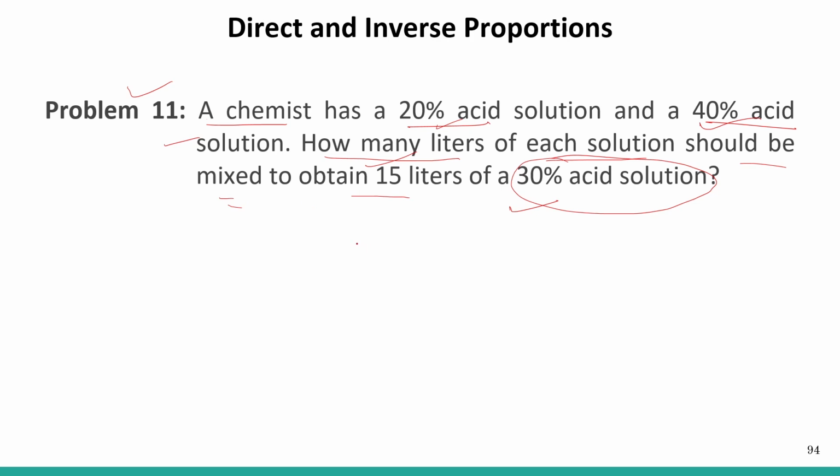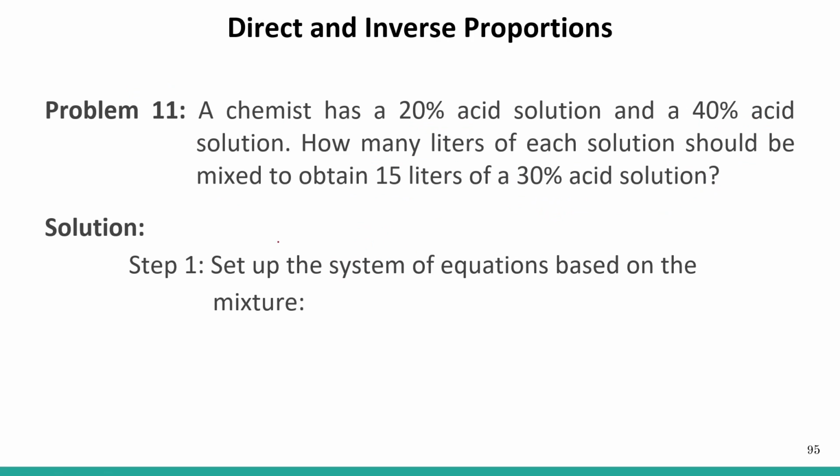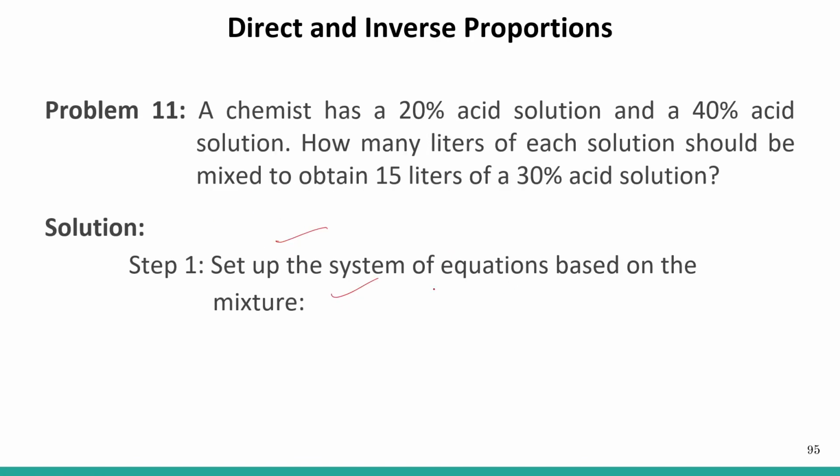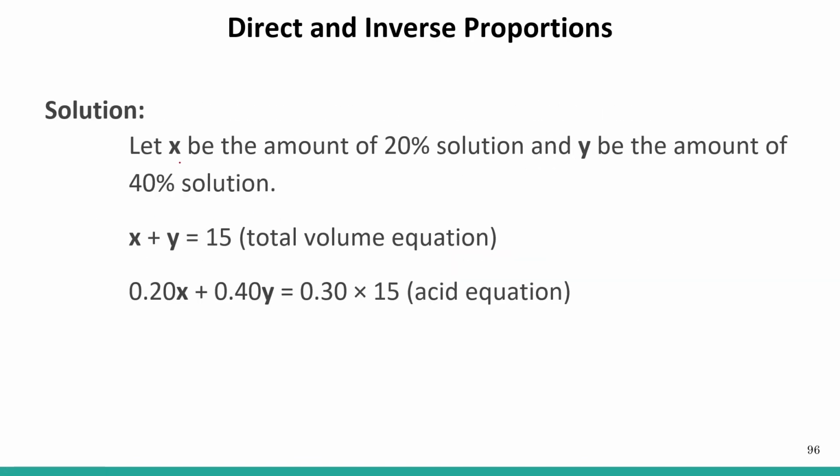So what is the ratio? Okay, if the ratio is x to y, then their sum must be what? 15 liters, right? And with 30% acid solution. Okay, so setting up the system of equations based on the mixture, right? We need to assume something. Let x be the amount of 20% solution and y be the amount of 40% solution, adding up to 15. That is the final amount of solution.